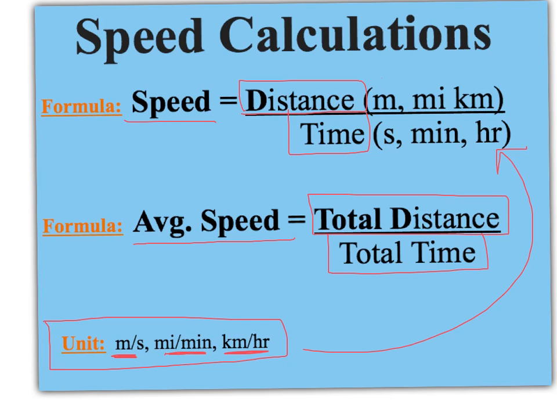For example, if our distance is measured in meters and our time is measured in seconds, then our unit will be meters per second. If our distance is measured in miles and our time is measured in minutes, then our unit would be miles per minute. If our distance is measured in kilometers and our time is measured in hours, then our unit would be kilometers per hour. And the same holds true for our average speed formula, and we'll see that in a minute.